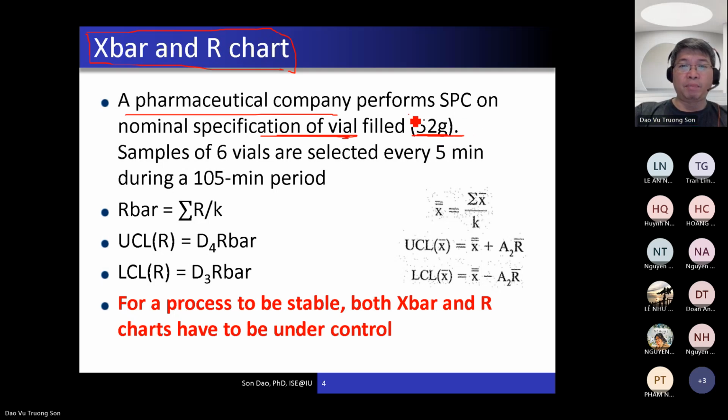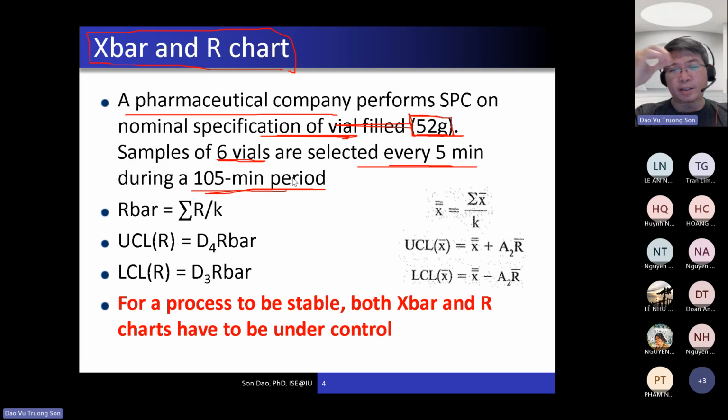So remember, these are pharmaceutical products. So it's really important to get the correct amount or very close to the correct amount. And therefore, they take the measurement really seriously. And every 5 minutes, they take a sample of 6 vials, okay, during a 105-minute period. So in total, how many samples do they have to collect?